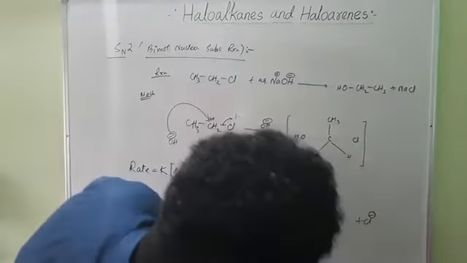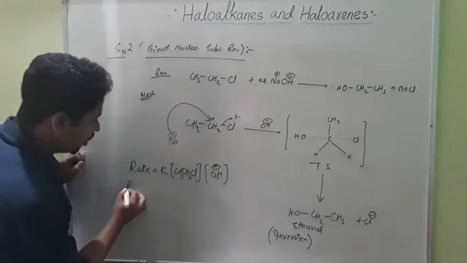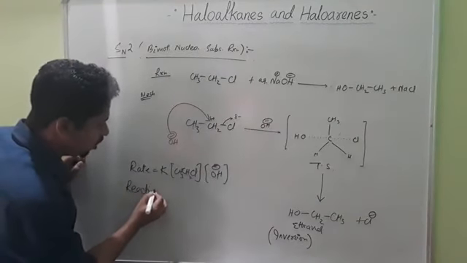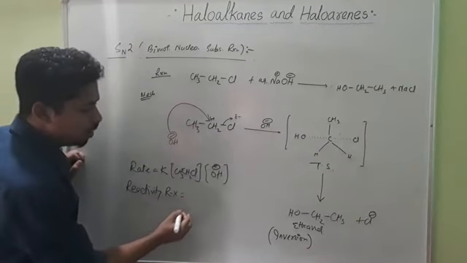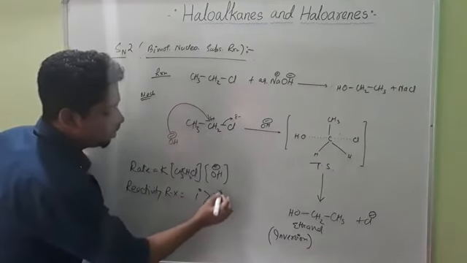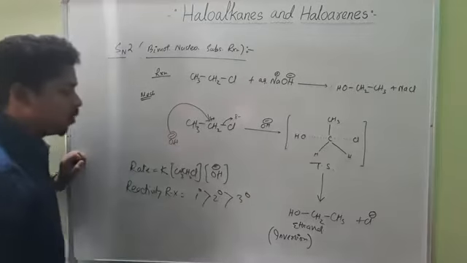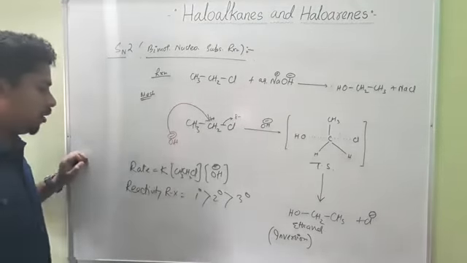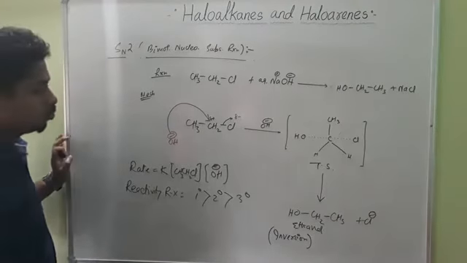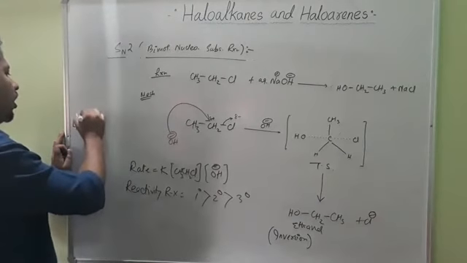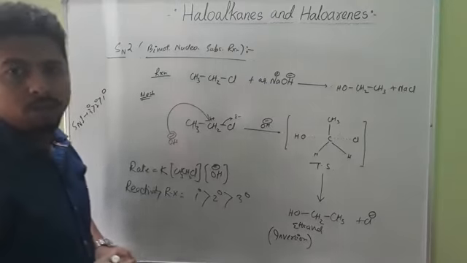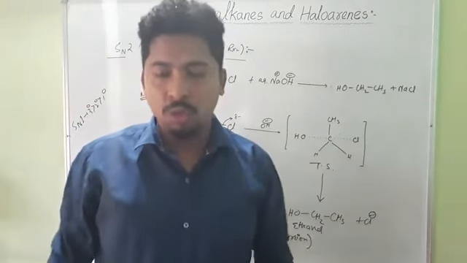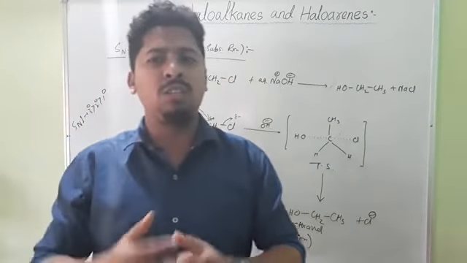In case of SN2 reaction, the reactivity of alkyl halide will be 1 degree greater than 2 degree greater than 3 degree. And in case of SN1 it will be 3 degree, then 2 degree, then 1 degree. So that is it for today's class.